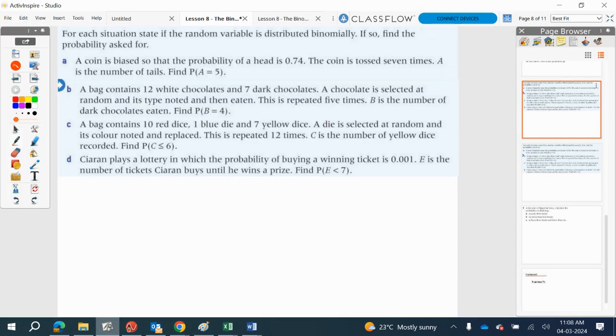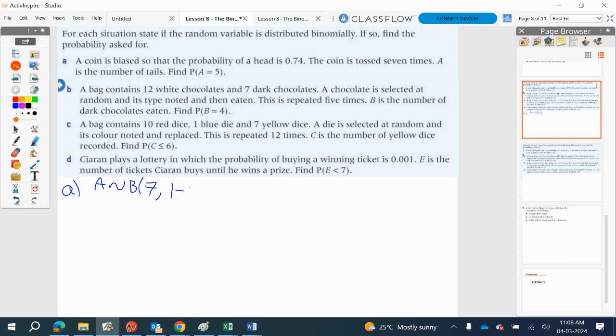Okay, so the first one, we've got a coin being tossed. So this one is binomially distributed. So for A, it tells us in the question that A is binomially distributed. What is the probability of success and the number of trials? We've got 7 trials, and the probability of success is 0.36. 1 minus 0.74, no, 0.26.